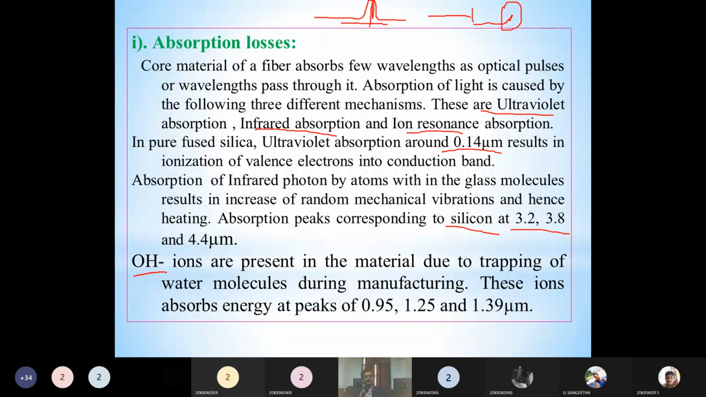If you take OH minus ions, that means water molecules present in the material due to trapping. While preparing the material, in some cases water molecules are trapped inside it. Because of that, the OH minus ions absorb a certain range of frequencies, with energy peaks at 0.95, 1.25 and 1.39 micrometer.